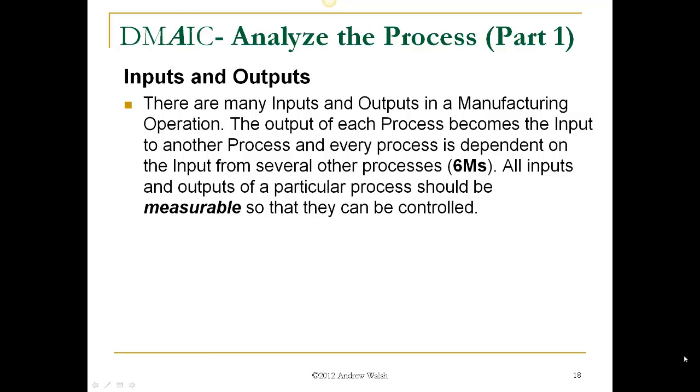There are many inputs and outputs to a manufacturing operation. The output of each process becomes the input to another process, and every process is dependent on the input from several other processes. All these 6 M's we've talked about. All inputs and outputs of a particular process should be measurable so that they can be determined and controlled.